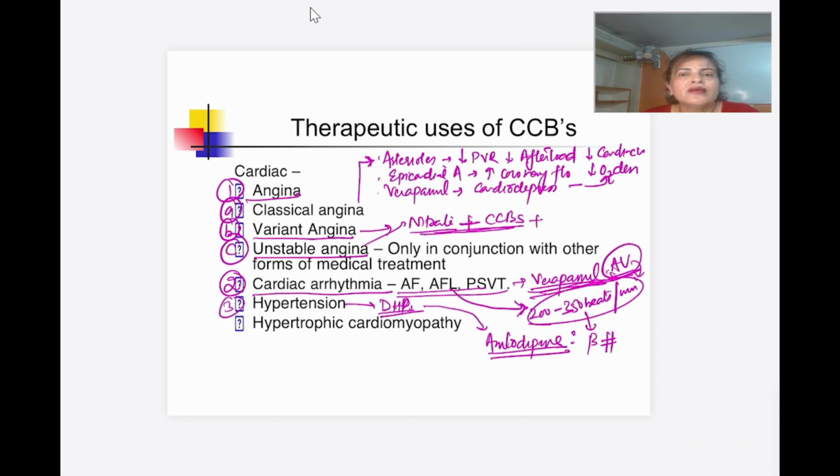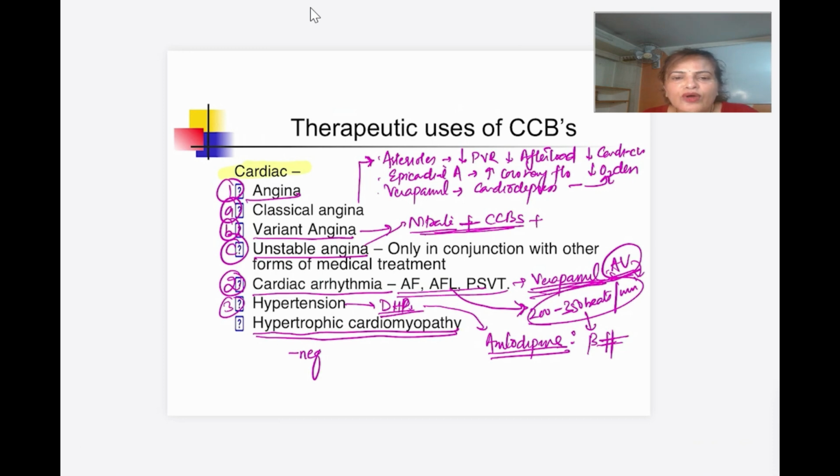So this drug we can use as an antihypertensive where beta blockers are contraindicated, like in bronchial asthma, in CHF, in peripheral vascular disease, and during pregnancy we can give amlodipine. Then hypertrophic cardiomyopathy: because of the negative inotropic effect, this is going to help. So these are the cardiac uses of calcium channel blocker.